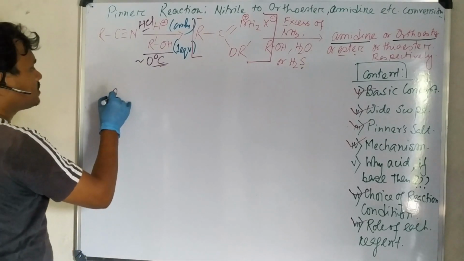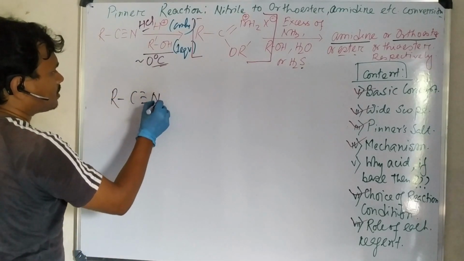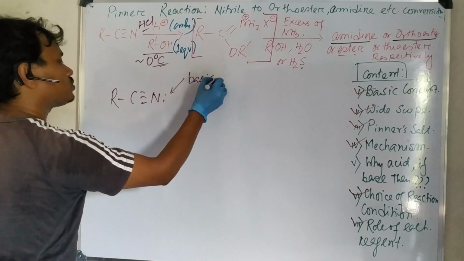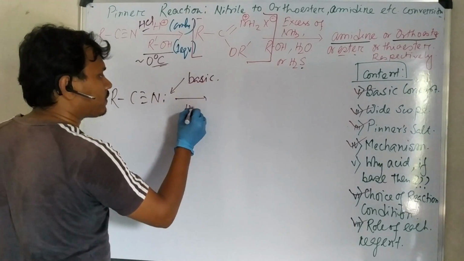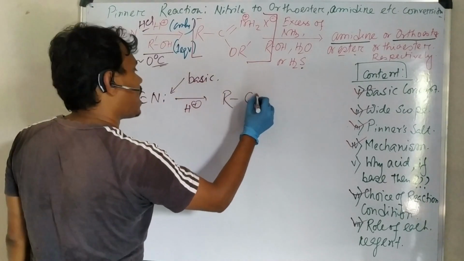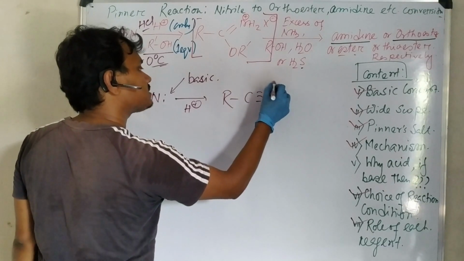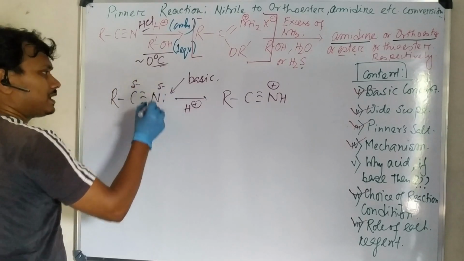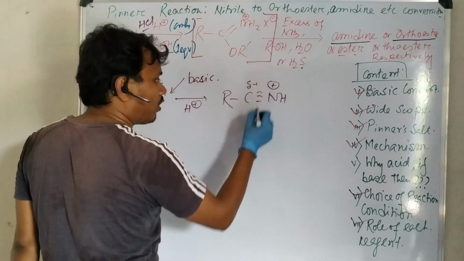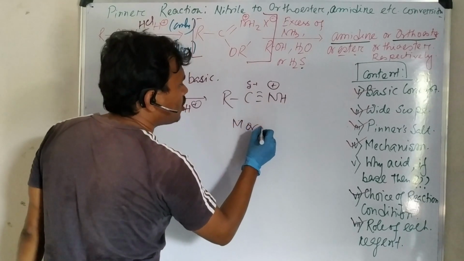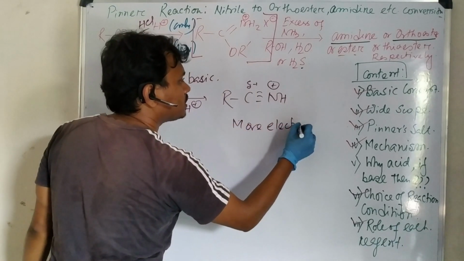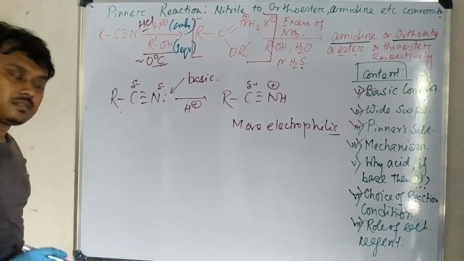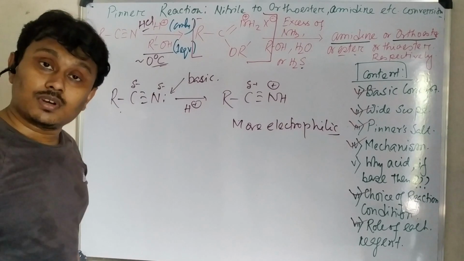What is the basic concept? These are nitriles, RCN. This is a basic site. So what will it do? In the presence of acid, it will form RCNH plus. Now this is electrophilic. This is delta plus, this is delta minus. This is also electrophilic, or more precisely, this is more electrophilic compared to the previous one. Fine.